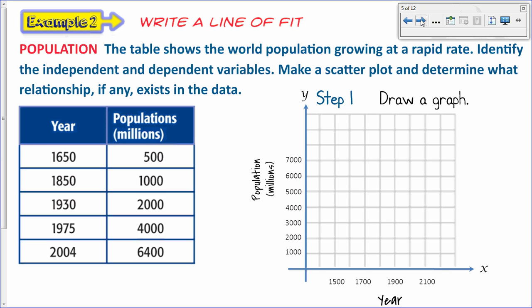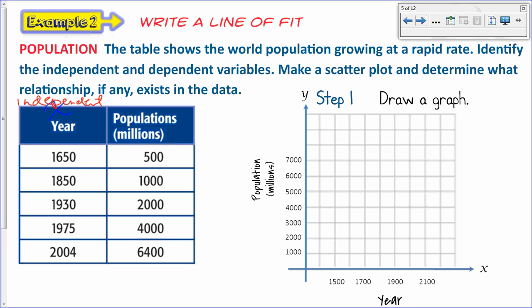Okay, population table shows the world population growing at a rapid rate. Identify the independent and dependent variables, then make a scatter plot to determine what relationship, if any, exists. Okay, what have we said about the independent variable? It's always what? Which variable is it? It's always X, right? It's always my input values. Write that down. This is my independent. Why do I need to identify the independent variable?